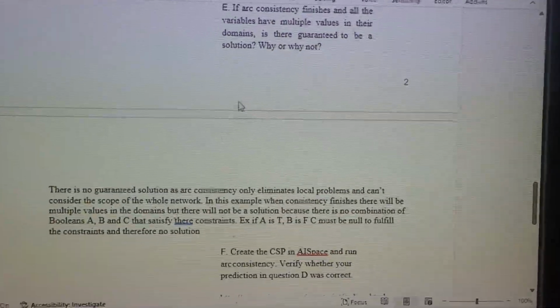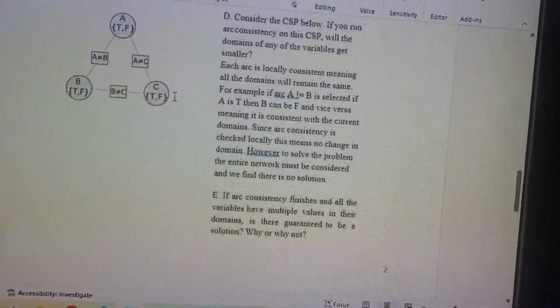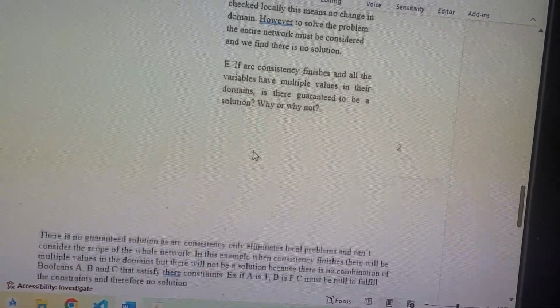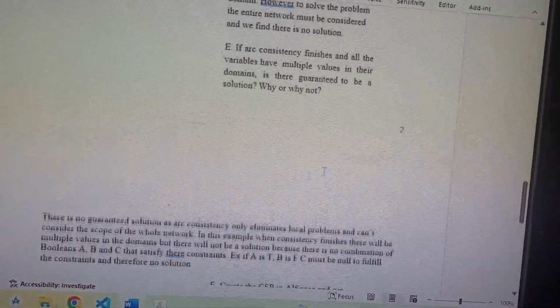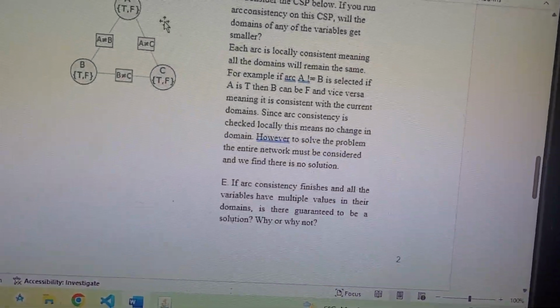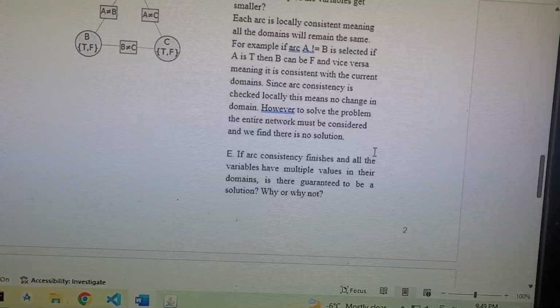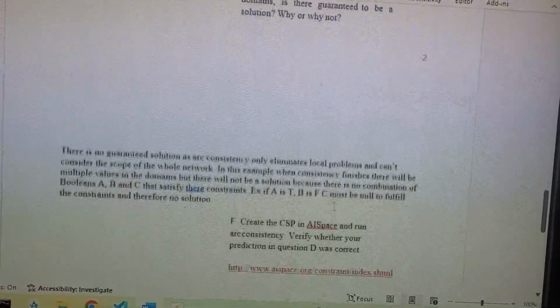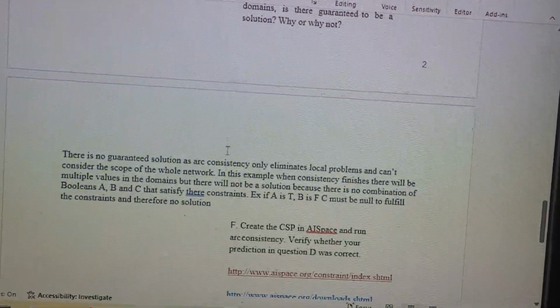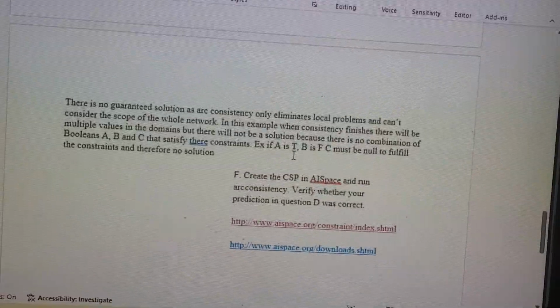And that's also why, when they have multiple values, a solution isn't guaranteed, because say even after arc consistency is run on this, you find that it still has multiple values and it still has no solution. So there's no solution guaranteed.